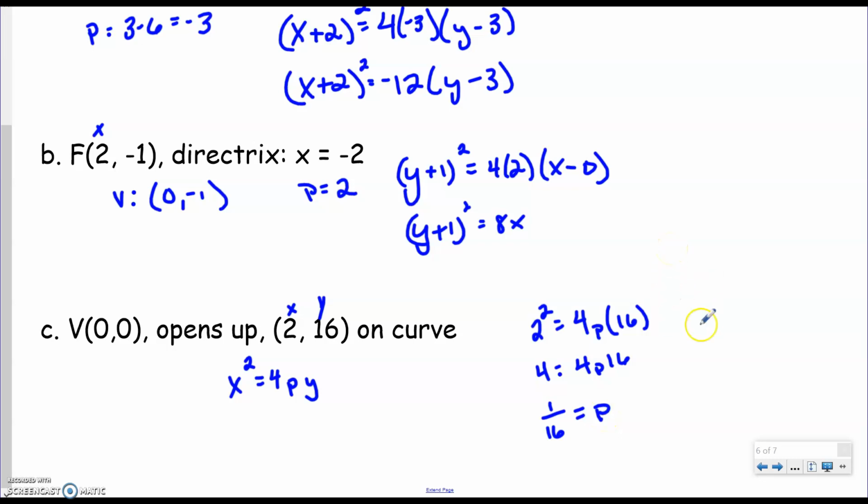So now all I really have to do is plug this in. I have x squared equals 4 times p, which is 1/16, times y. So I have 1/4 y.